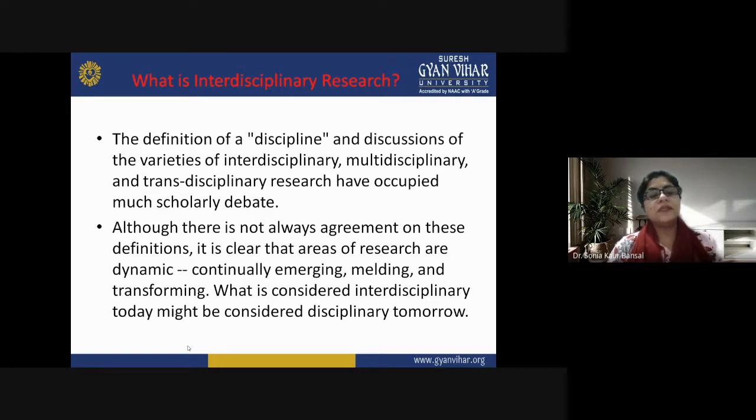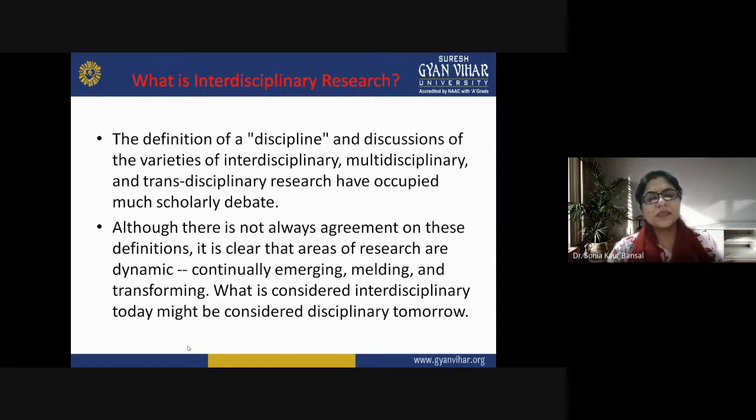Although there is not always agreement on these definitions, it is clear that areas of research are dynamic. They are movable. They are not at one place. When you select a research area, it is continually emerging, melding, and transforming with other areas also. Maybe you have chosen the education field, but it is quite possible that in coming days, or from the point of view of some other references, it changes its area. So it is being studied in other fields also.